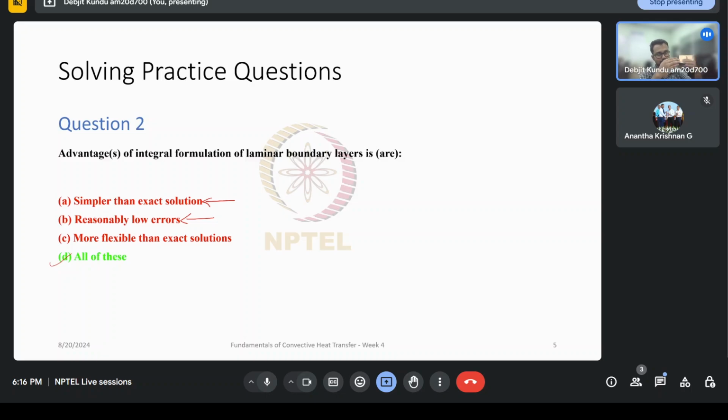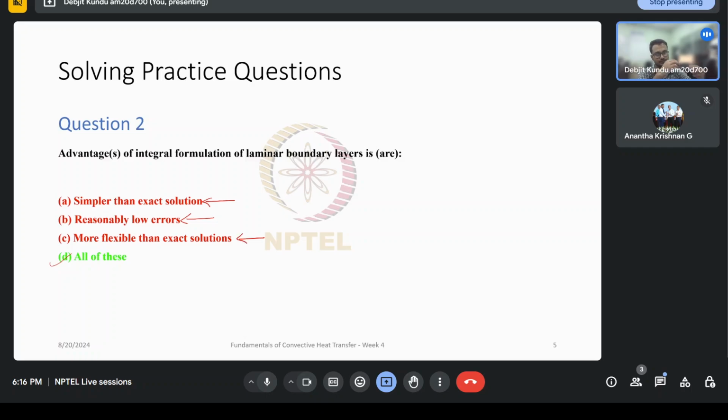And given this trade-off that we are getting a simple solution, but we are getting more errors, these are not as good as the exact solution. But anyway, that amount of error is not too much. If I can live with it, then fine. And option C is that it's more flexible than exact solutions.